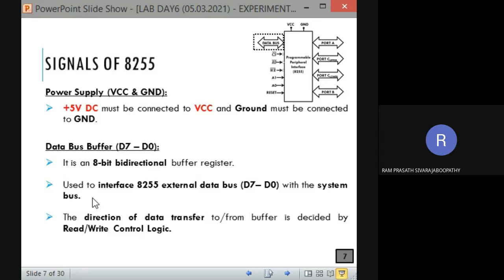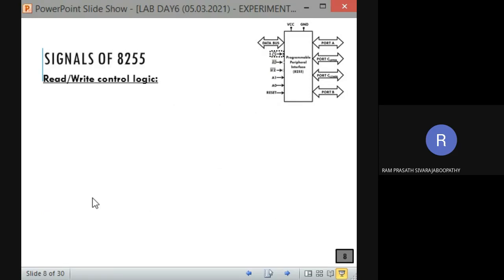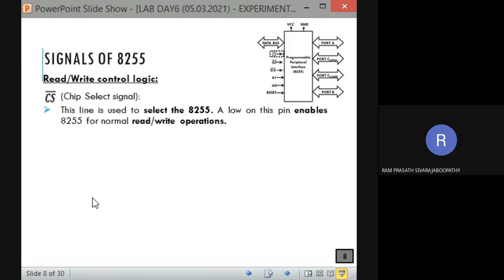The direction of data transfer to or from is decided by read or write control logic. When RD bar signal is enabled, communication is from 8255 to 8085 microprocessor. If it is WR bar, it is from CPU to 8255. That's all. Now CS bar, which we already mentioned in the pins. This line is used to select 8255. A low on this pin enables 8255 for normal read write operation.